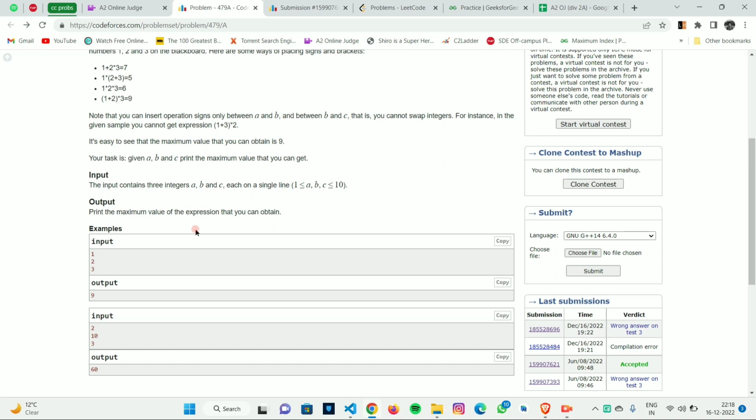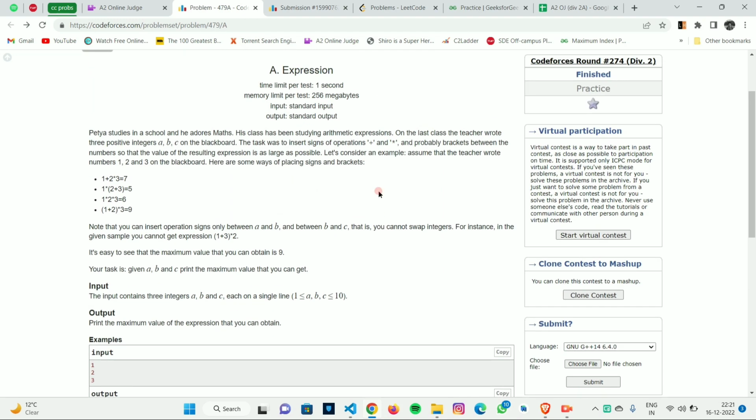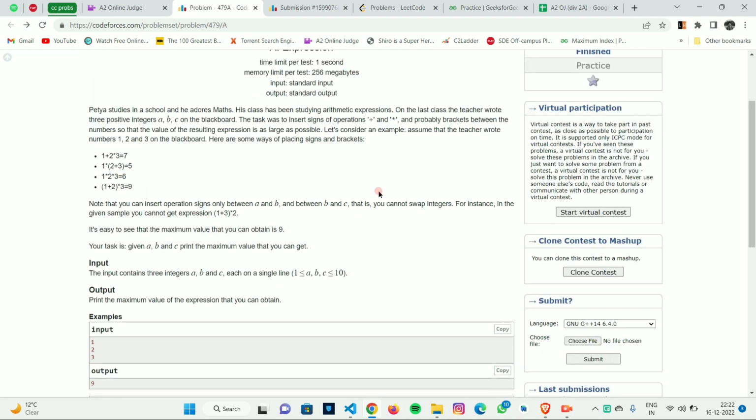The best possible way of solving this problem is to try out all the combinations possible and find the maximum answer. Since we have to work with only two operations, the number of combinations will not be that high.